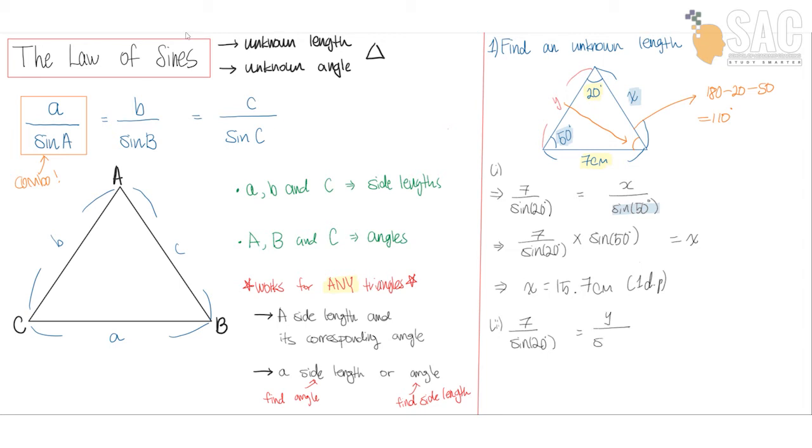Back to our sine rule, it'll be 7 over sine 20 equals y over sine 110 degrees. Just like what we did before, get rid of sine 110 by multiplying the other side by sine 110 degrees. From here, put this in your calculator and you'll get 19.2 centimeters, correct to 1 decimal place.